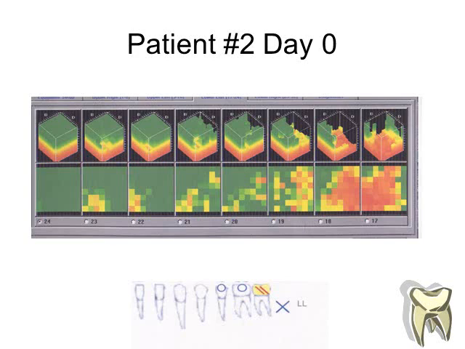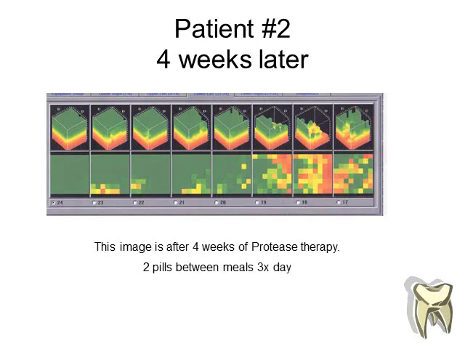Here we have patient number 2 on the first day that we see this individual. We start to note that there's an extraction site on the area of number 17 that doesn't appear to have sound bouncing off of that area of the jaw, which gives us the impression there's a cavitation there. This particular person was placed on 4 weeks of protease therapy, 2 pills between meals 3 times a day, again taken 2 hours after a meal or an hour before a meal.